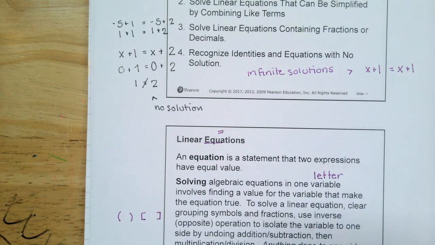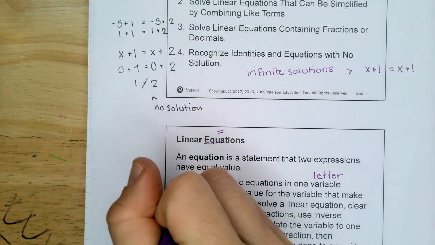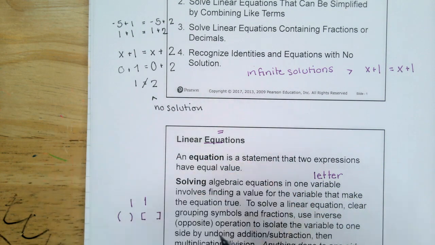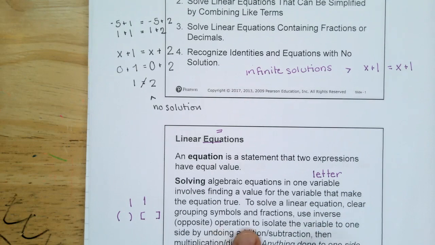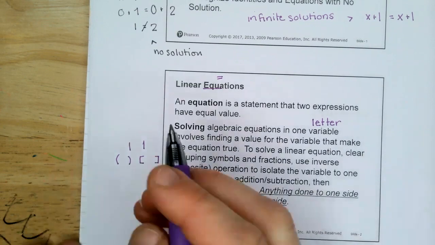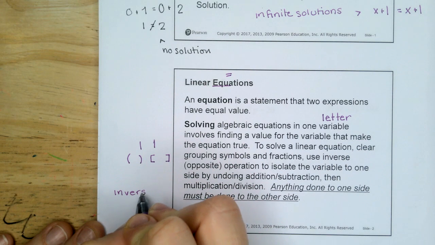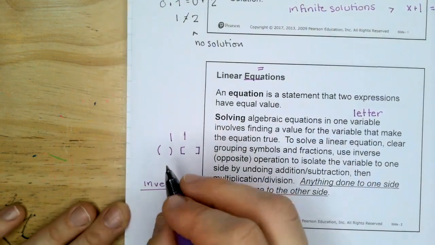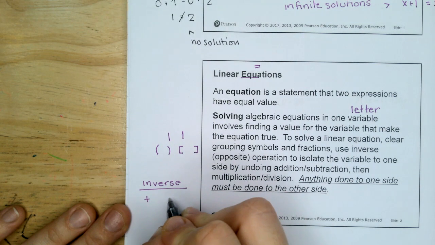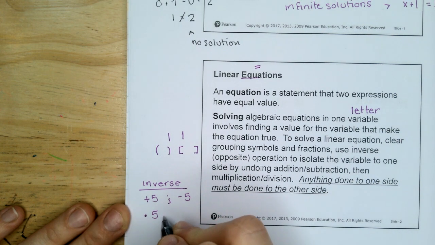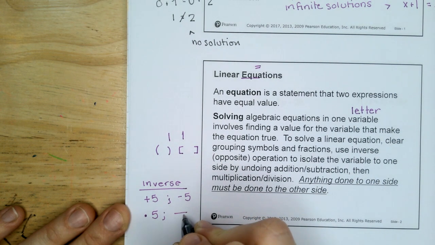To solve a linear equation, clear grouping symbols, that would be parentheses, that would be brackets. You could try clearing absolute value bars. You try clearing radicals. And then use inverse operations to isolate the variable to one side by undoing. So inverse operations, the word inverse in this case in math just means opposite, right? So the inverse of adding 5 is to subtract 5, right?